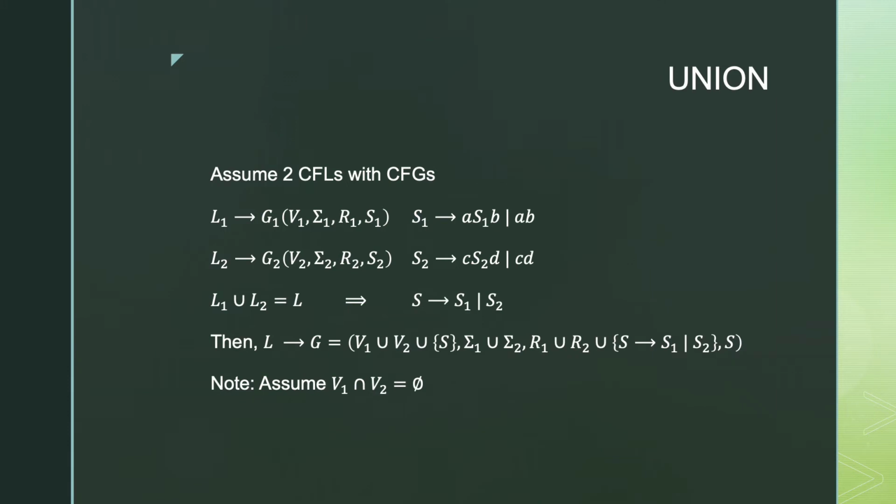Now note that I have written V1 intersection V2 equals phi. This is because V1 and V2 may use some similar letters to denote the corresponding non-terminals. But in reality, when you apply a union on V1 and V2, there is a chance that it becomes a crazy equation. So to avoid that, we use this condition, and hence CFL is closed under union.